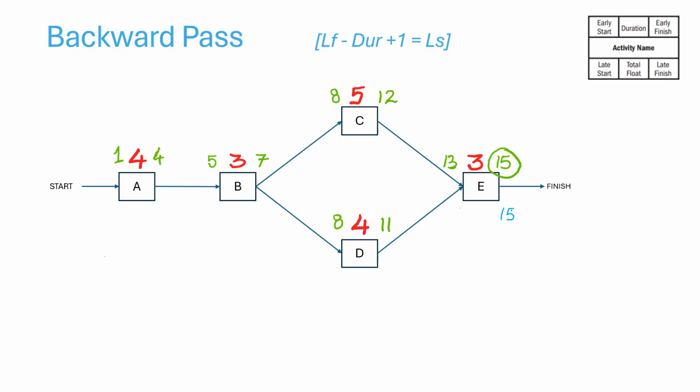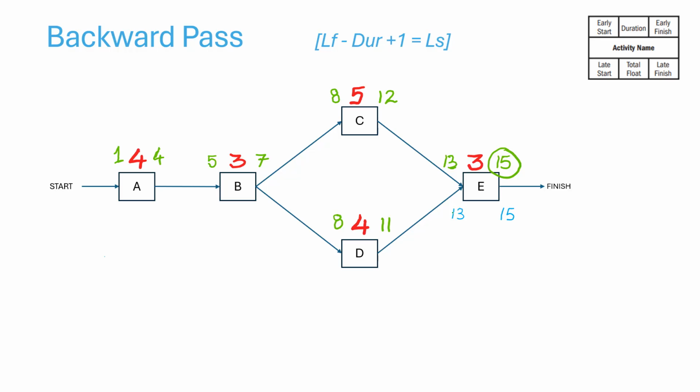Now, if 15 is the late finish of this task, what will be the late start? And to do that, we will first subtract the duration and then add 1. This is the reverse. 15 minus 3 is 12 and plus 1 is 13. Remember that this was a convergence point and we have to find the finish dates for C and D together, and our input for that will be 13.